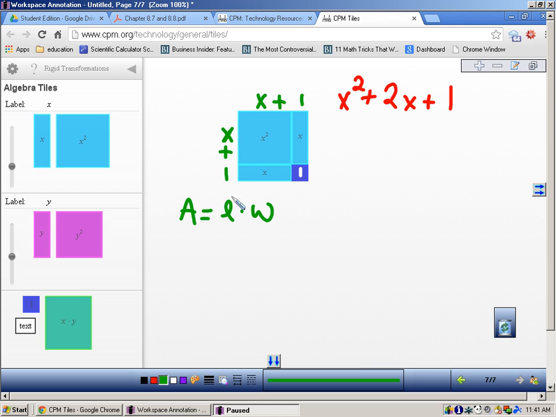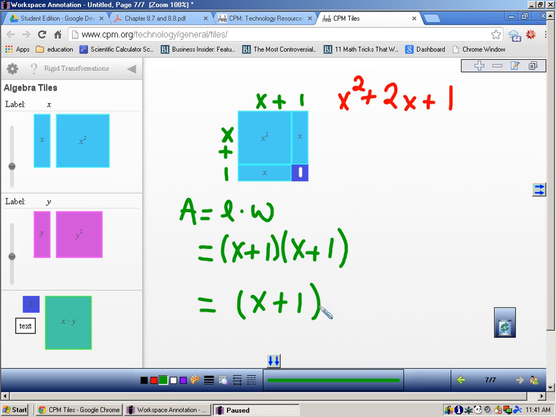And so the area is equal to x plus 1 times x plus 1. Right? And if you were to FOIL that, it would equal x squared plus 2x plus 1. And looking at this here, it would be x plus 1 squared. Okay?